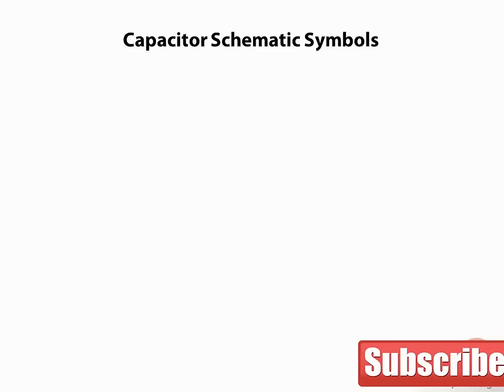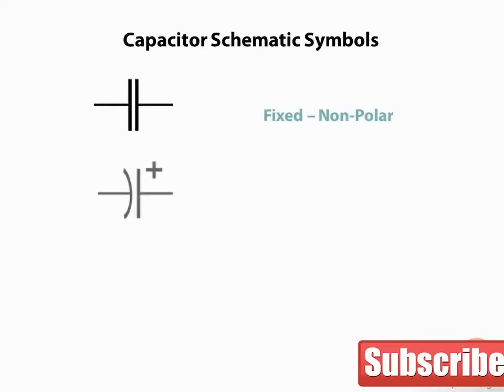There are many symbols to show a capacitor in a schematic. Some of the more common ones are fixed, nonpolar, fixed, polar. This means that you must install this capacitor with the plus sign to the positive side of the circuit, and variable or adjustable.